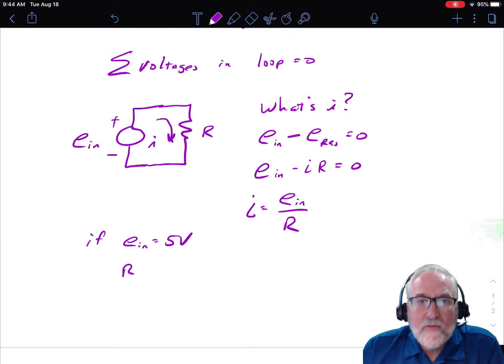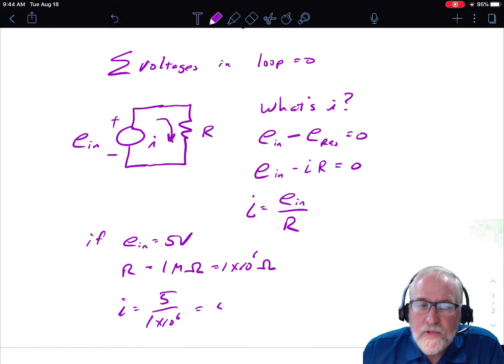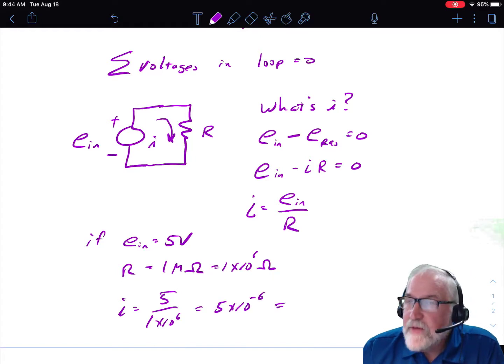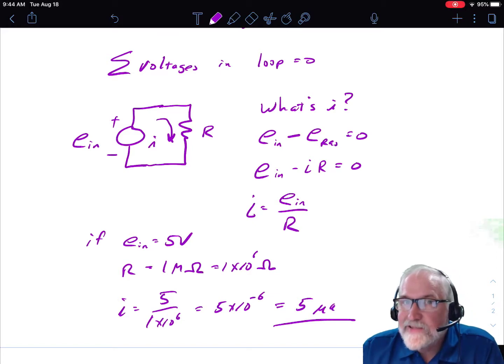A lot of the circuits we're going to be analyzing are going to be just that simple. Let's put real numbers to that. Let's say it's a 5-volt source and it's a megaohm resistor. The current is 5 over 10 to the 6 ohms. And the answer, of course, is 5 times 10 to the minus 6 amps, or 5 microamps. That's simple.